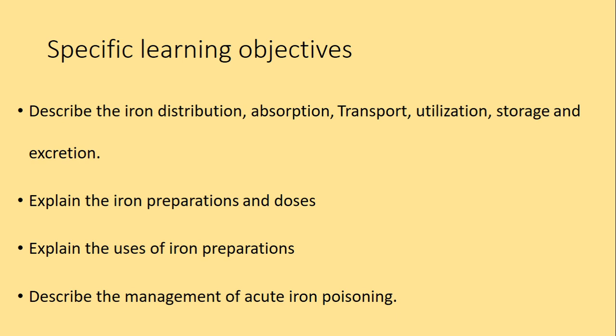So, the specific learning objectives for today's session: at the end of this class, you should be able to describe the iron distribution, absorption, transport, utilization, storage, and excretion. And also, you should be able to explain the iron preparations and doses available, explain the uses of iron preparations, and describe the management of acute iron poisoning.